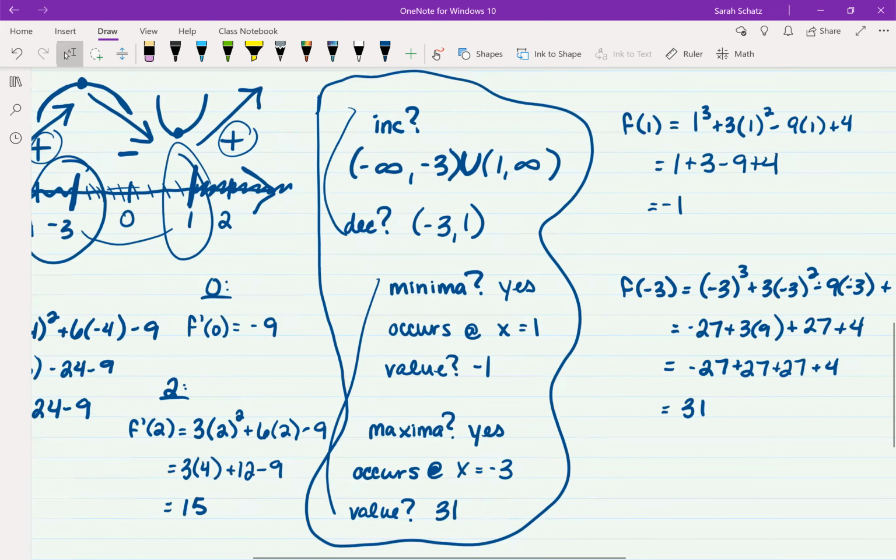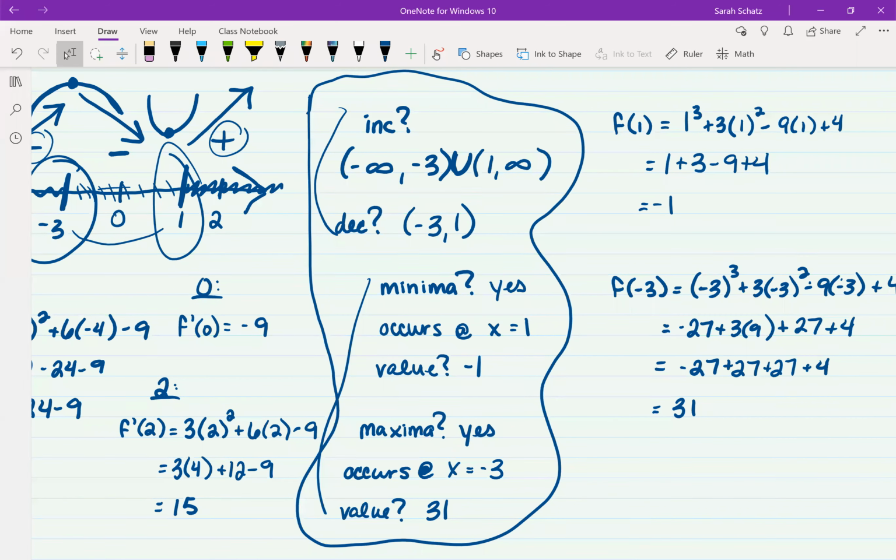There's ways that it confuses you. Like for one, when I said that x equals 1 is a minimum, but -3 is a max, you might say, but 1 is bigger than -3. How could 1 be the minimum and -3 be the max? Remember, that's not what it's asking. That's just where the min and max occur.